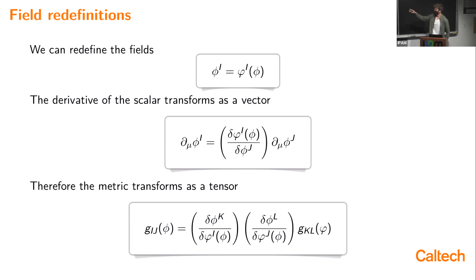If you do that, you will see that if you take the partial derivative of this equation, you end up with a partial derivative of phi times some function in front. This is precisely a vector transformation. So the partial derivatives of the scalars will transform as a vector under field redefinitions. And because of that, in the kinetic term, we had two partial derivatives. So the metric in front will transform as a 2-index tensor, which is precisely the transformation of a metric.